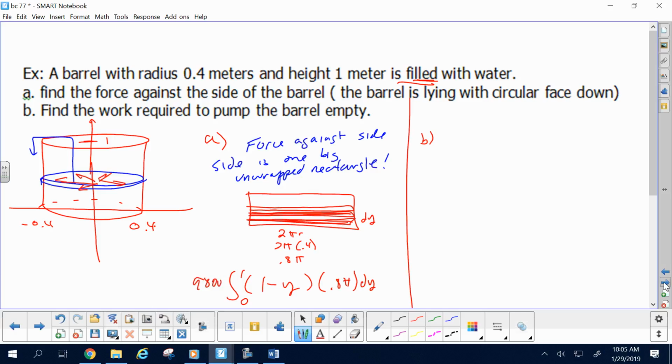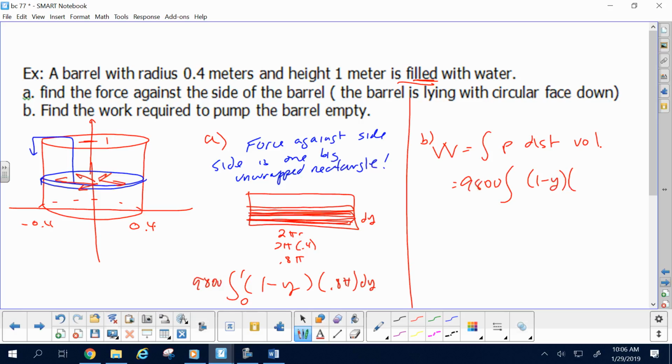All right. So, how about the work? Did you say something like this to start with? And rho is 9,800. What's the distance you have to pump fluid? 1 minus y. You can see when it's filled, the top of the container and the top of the fluid are the same. So these can be the same in those cases where it's full.